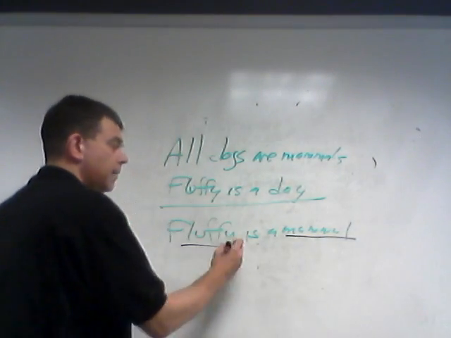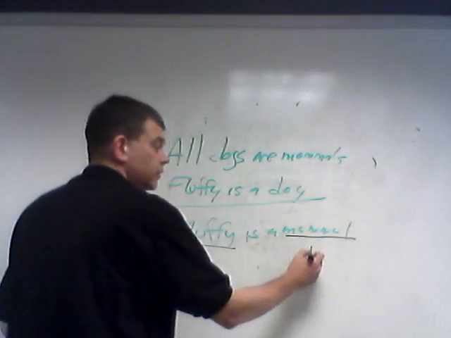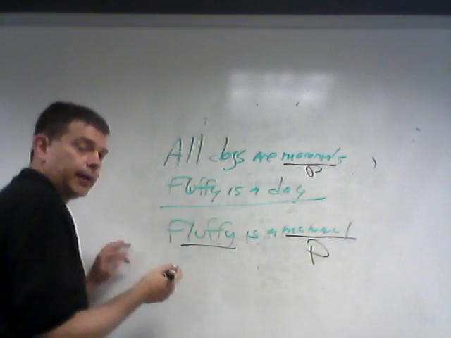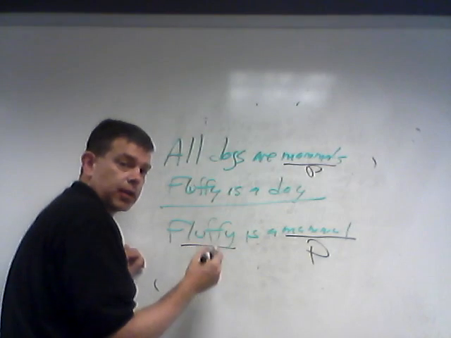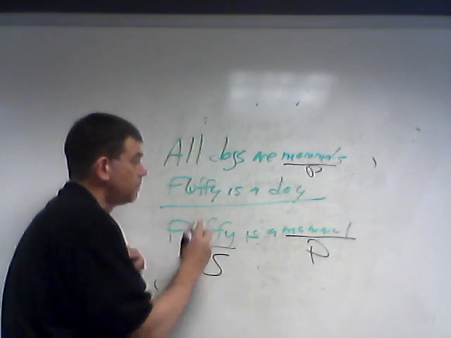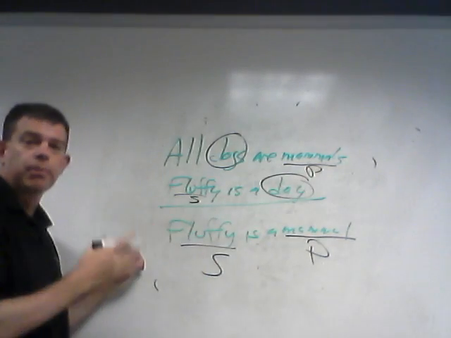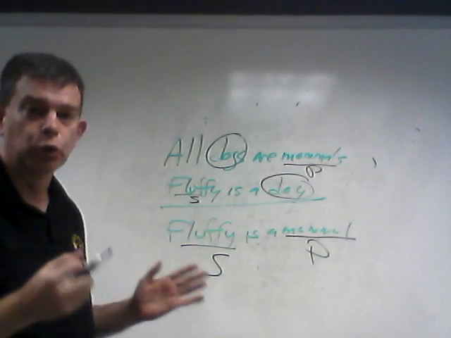So, again, the major term is always the predicate term in the conclusion. So I know mammals is my major term. The minor term is always the subject of the conclusion. So I know Fluffy is the minor term. The middle term, of course, is the term that appears in both premises, but not the conclusion.